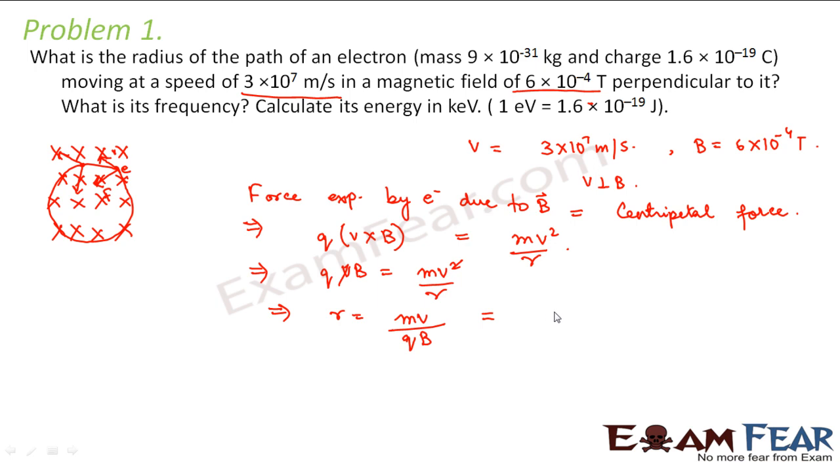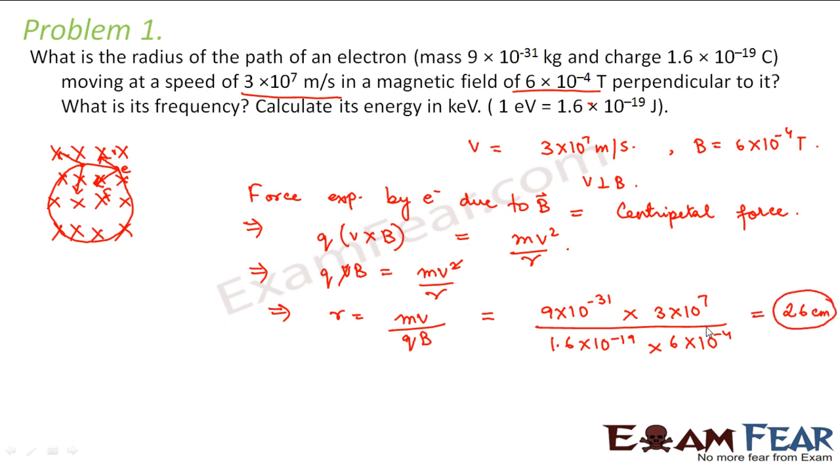So what is M? M is nothing but mass of electron, that is 9 into 10 to the power minus 31. V is the velocity of electron, which is 3 into 10 to the power 7, divided by Q is the charge of electron, 1.6 into 10 to the power minus 19. B is the magnetic field. So this comes out to be 26 centimeters. So this is the radius of the path traversed by the electron.